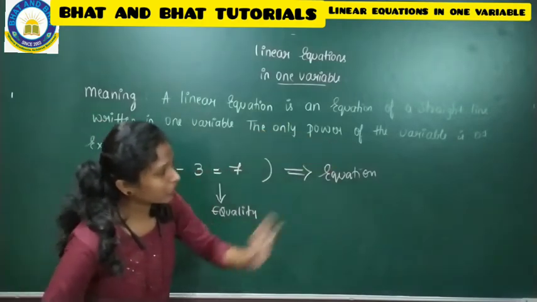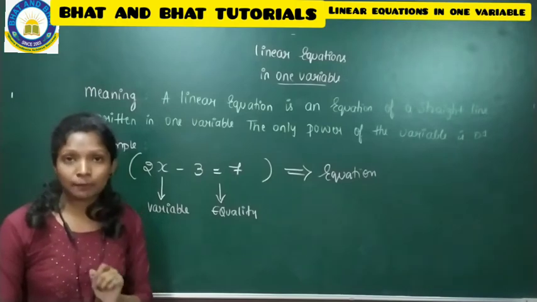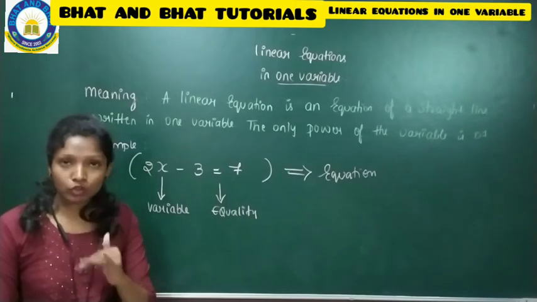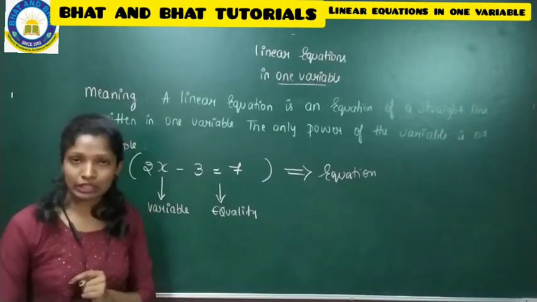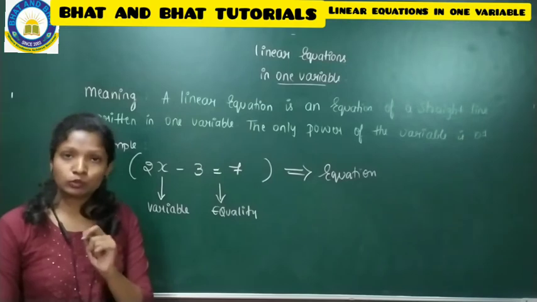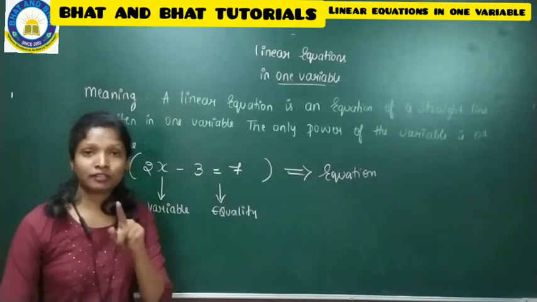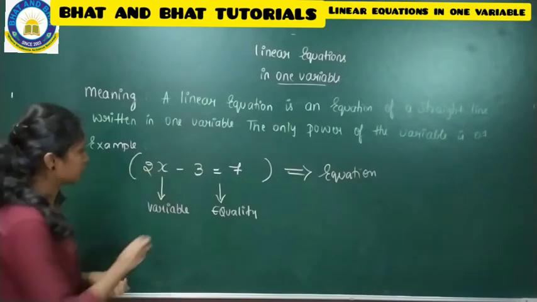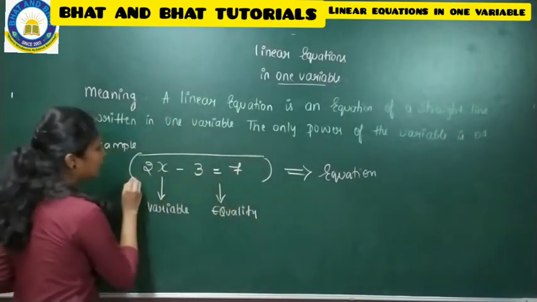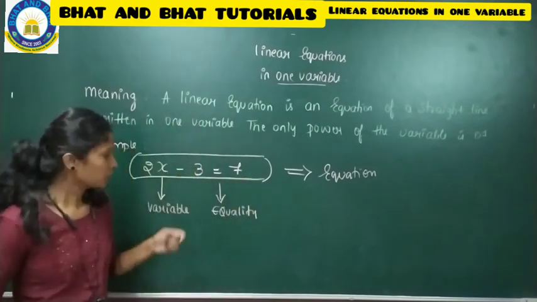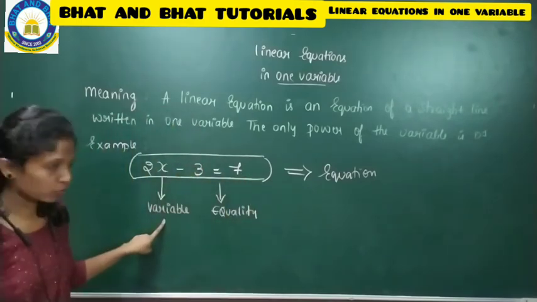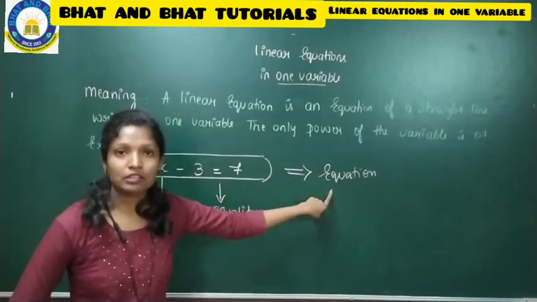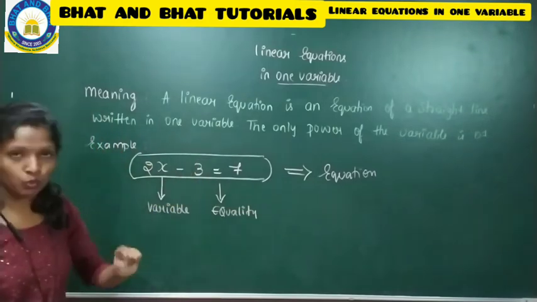The only power of the variable is 1, where a variable can carry the power of 1, not more than that. If they have not given the value, we can consider that as 1. But if they have given the value, we have to consider whatever they had given. If you see the example, the equation is 2x minus 3 is equal to 7, where x is the variable, this is an equality, and the whole thing we call an equation. And sometimes what happens?